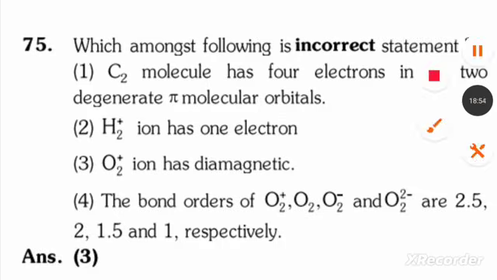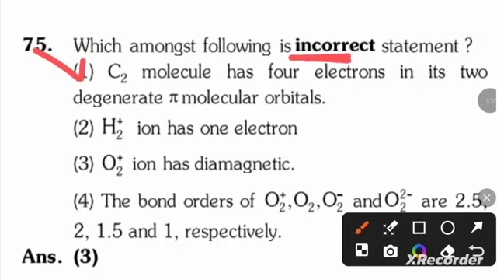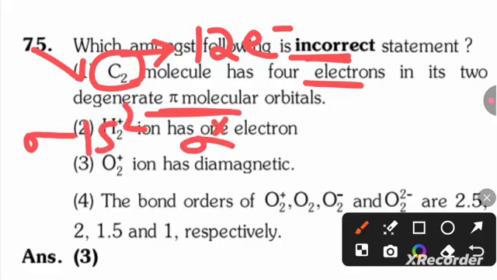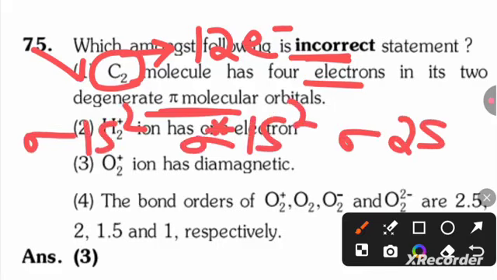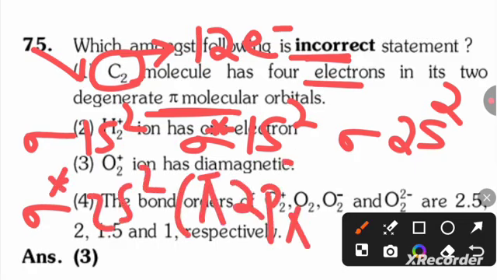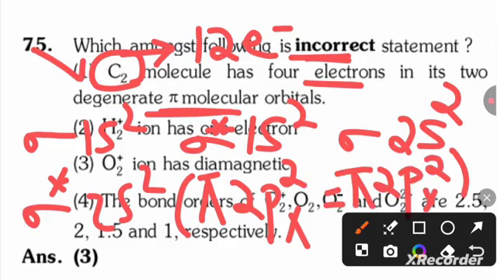In the next question, which among the following is an incorrect statement? C2 molecule has 4 electrons in its 2 degenerate pi molecular orbitals. C2 molecule means carbon molecule. It will have 6 electrons each, or 12 electrons. When we write the electronic configuration, it will be sigma 1s2, sigma star 1s2, sigma 2s2, sigma star 2s2. Then the remaining 4 electrons we should write in pi orbitals: pi 2px2 equals pi 2py2. So these are the degenerate pi orbitals. It has 4 electrons. So this first statement is correct for the carbon molecule.